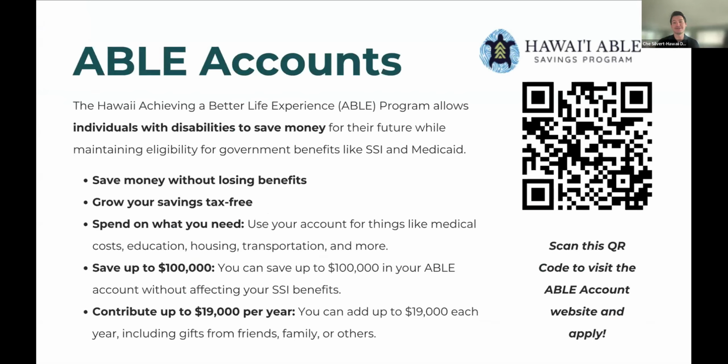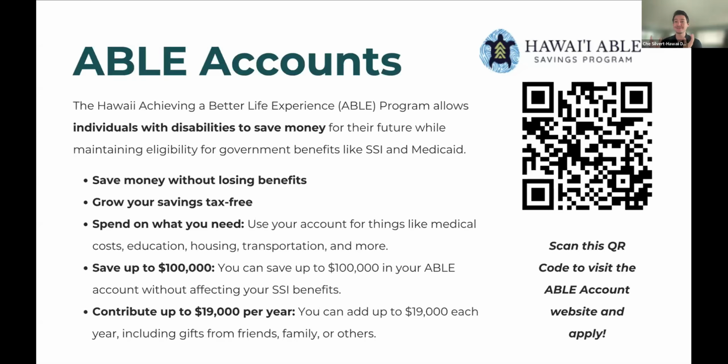So for ABLE accounts, I know Amanda already spoke a lot about these, but like she said, you can save up to $100,000. You can contribute up to 19,000. Now, the number is about 25 or 26,000 a year if you're working. So the 19,000 is for non-working people, but the 25 to 26,000 is for working individuals. So it does get higher.